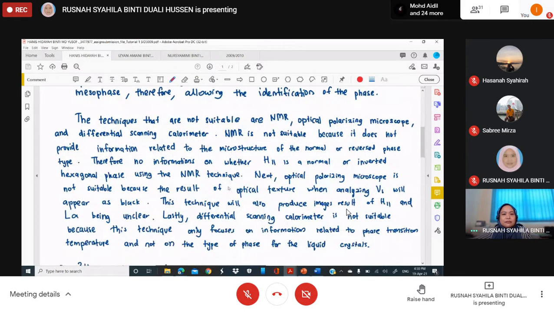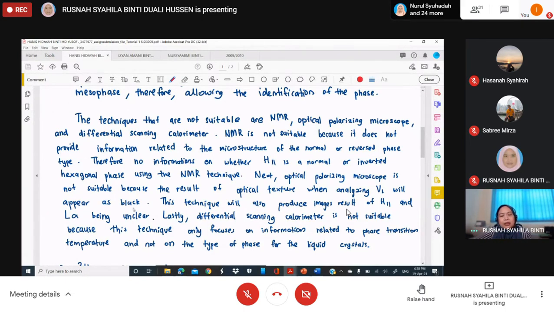Here I will show you the answer from Hanis. She says the H1, H2, normal or inverted hexagonal, is identified using an NMR technique. The optical polarizing microscope is not suitable because the optical texture when analyzing cubic phase will appear as black. So she is answering based on the technique and relating it with the texture.